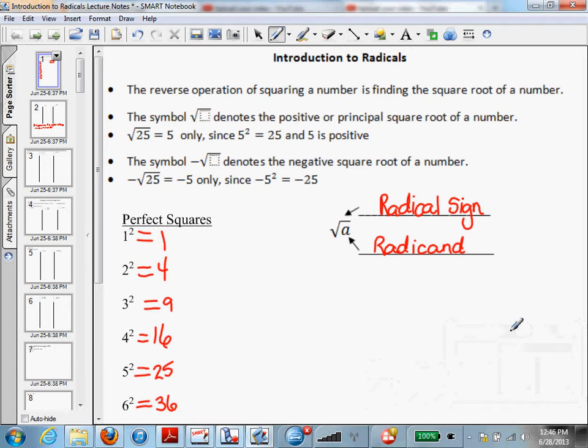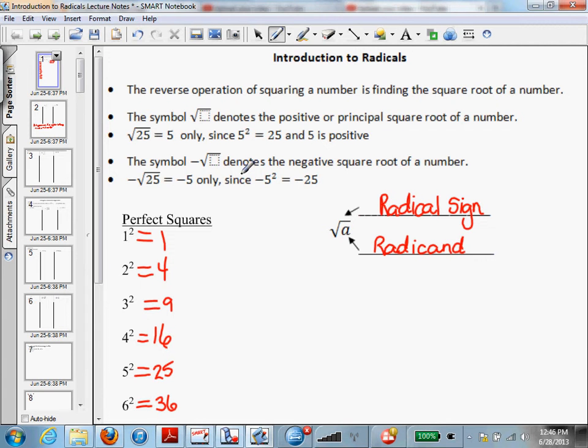The reverse operation of squaring a number is finding the square root of a number. The simple square root symbol denotes the positive or principal square root of a number. For example, the square root of 25 is 5, only since 5 squared equals 25 and 5 is positive.